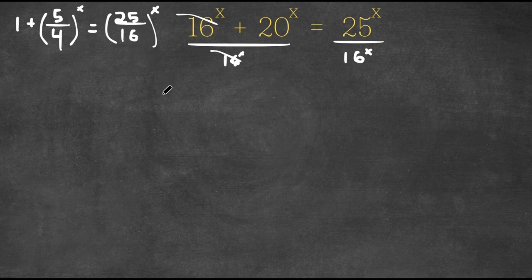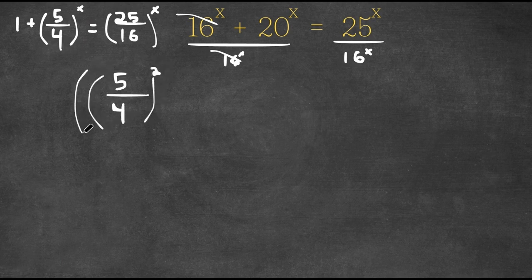Now, 25 over 16, well, this is equal to 5 over 4 squared. So squared, and now we have this to the power of x. And this is equal to 1 plus 5 over 4 to the power of x.